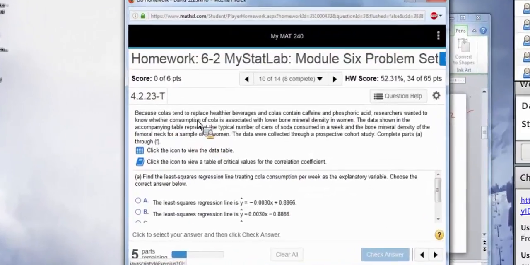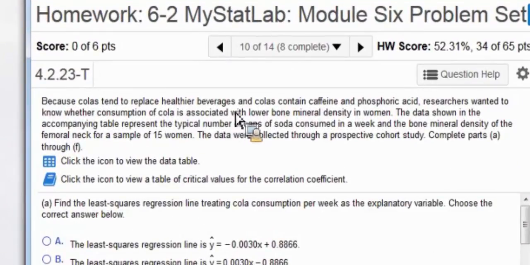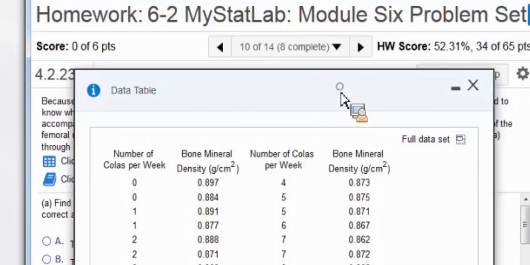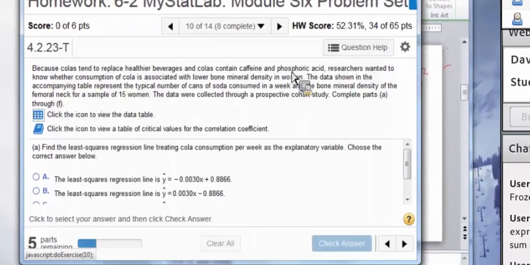Okay, because colas tend to replace healthier beverages, yeah, I know that, contains caffeine and phosphoric acid. Okay, consumption of cola associated with lower bone mineral density. So it's all this blah, blah, blah stuff at the beginning. What I want to know is what's X and what's Y. Well, we want to use cola to predict bone density. Cola is the explanatory or X variable. So we want cola to predict bone density.